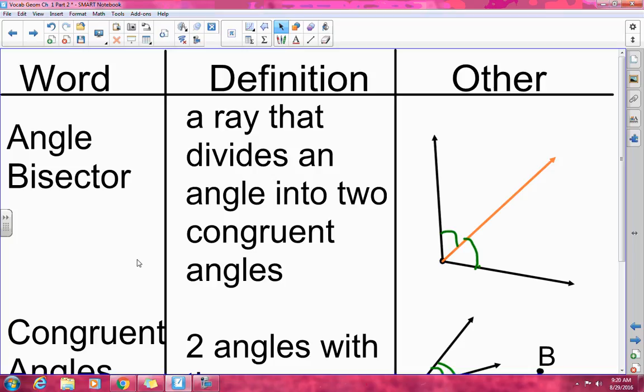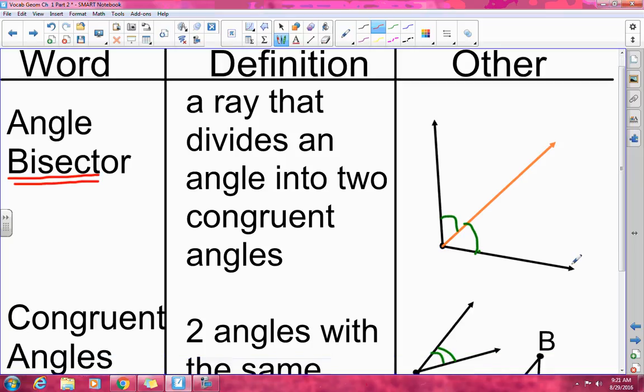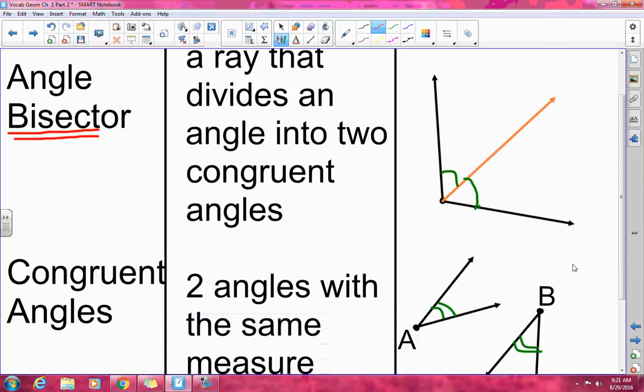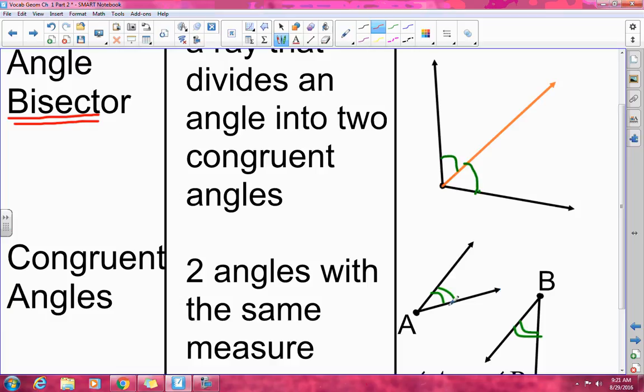Okay, so now more words about angles. We have an angle bisector. An angle bisector is a ray that divides an angle into two congruent angles. So bisect, underline this here, bisect means to cut in half, okay? So this orange ray is the angle bisector. It's cutting this larger black angle in half into two congruent angles. So what are congruent angles, you ask? Congruent angles are two angles that have the same measure. So down here, I drew two angles that have the same measure, and I know they're the same because I copied them, and then just move this around.